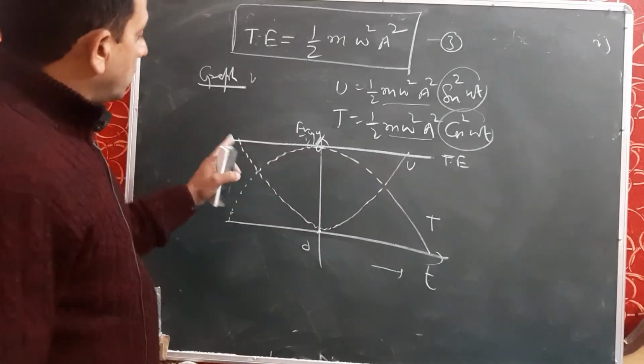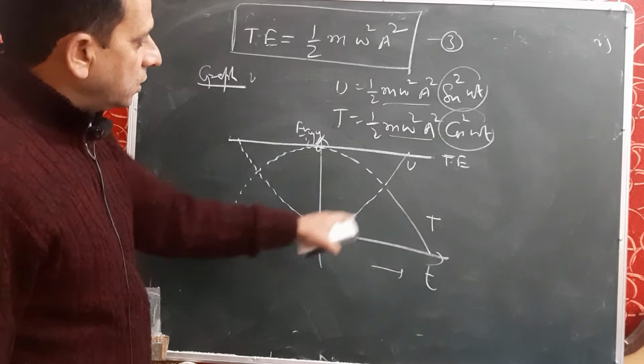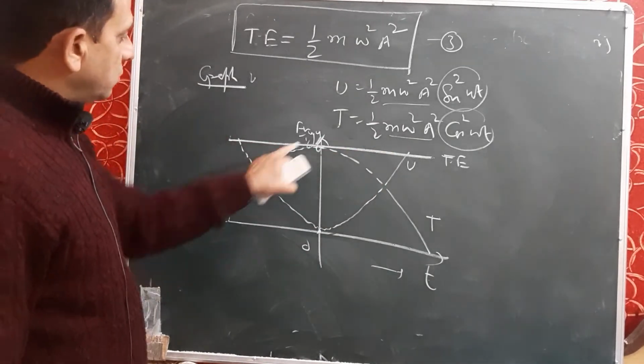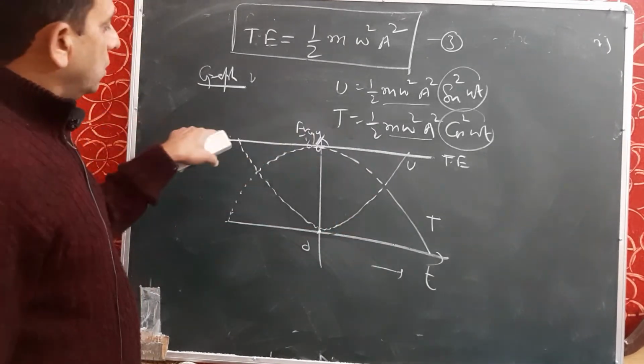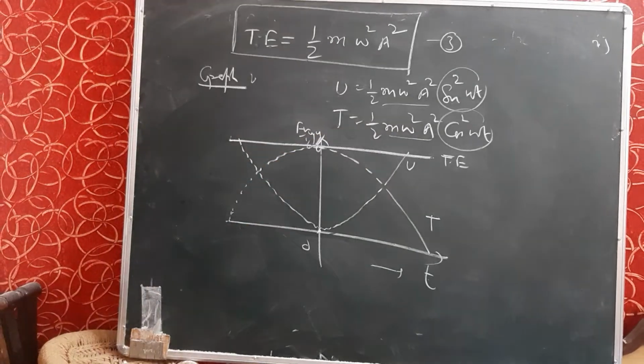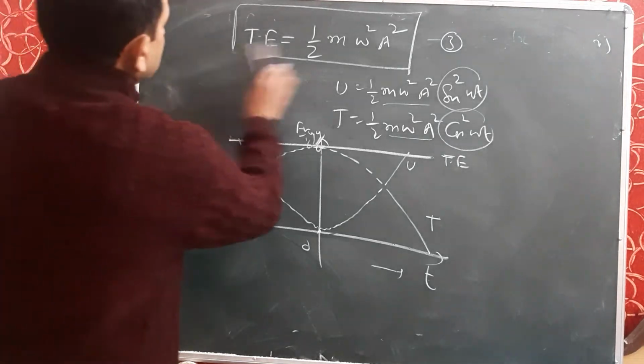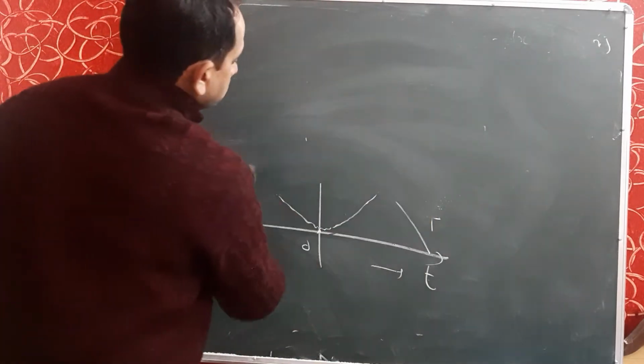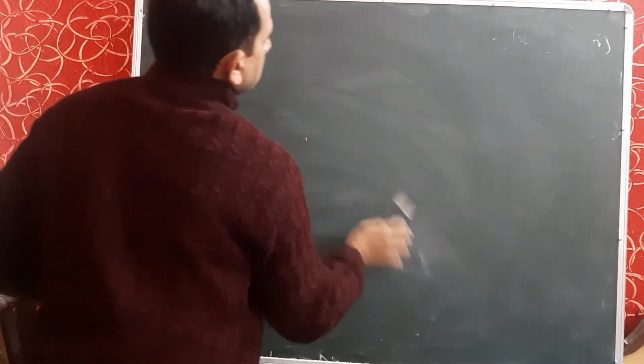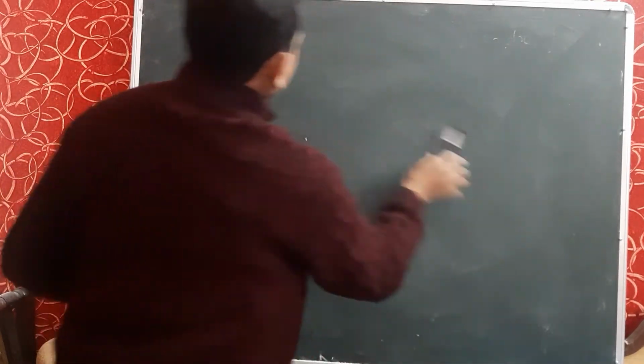So potential energy is firstly increasing, then decreasing, and the total energy remains always constant. So this is the variation of energy in the simple harmonic mechanical oscillator. So we have proved it for the simple harmonic mechanical oscillator, that is, the spring mass oscillator.